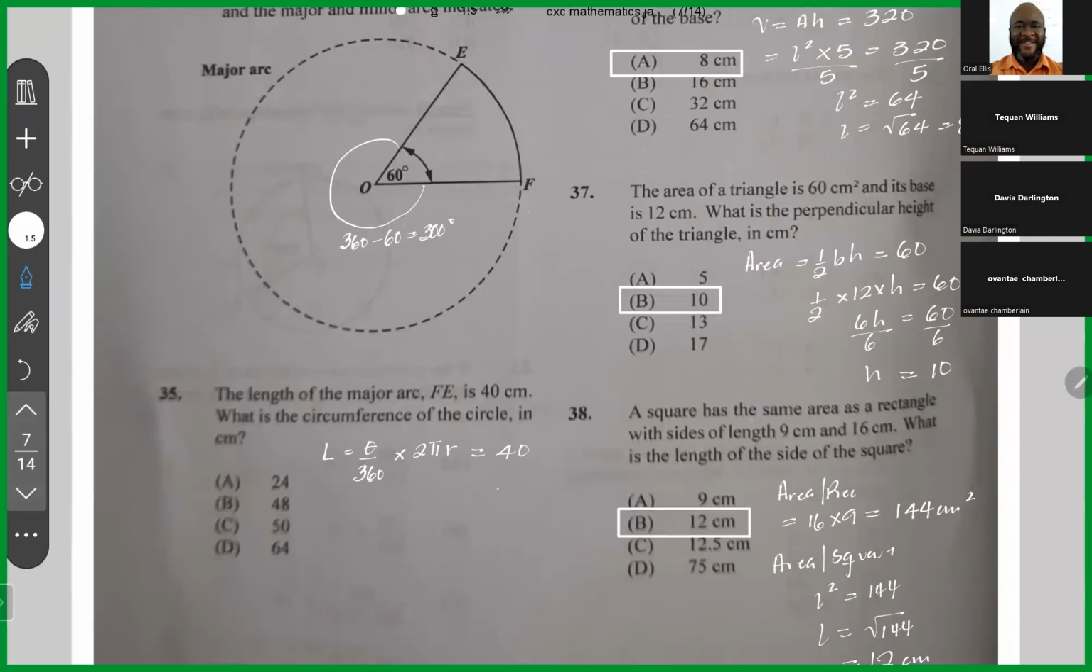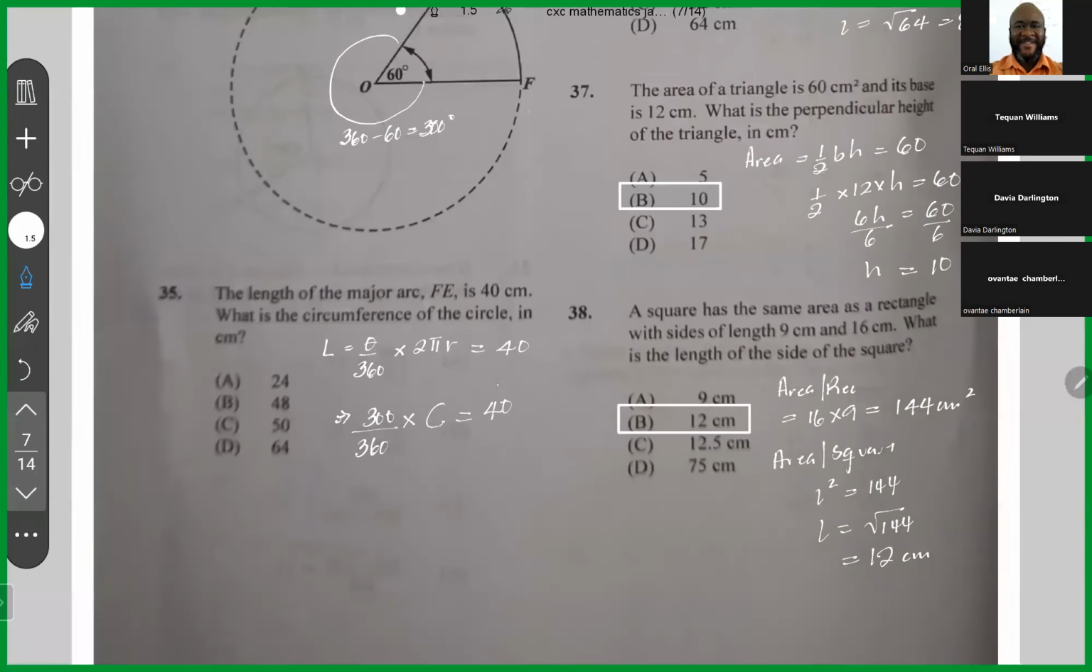We're being asked to find the circumference. So L, therefore, L is the sector angle for the major sector. For the minor sector, it's 60. For the major sector, it's 300 over 360 times 2 pi r, which is the circumference, is equal to what? 40. Let's make the left side one fraction. 300 times c is 300c over 360 times 1, 360, is equal to 40 over 1.